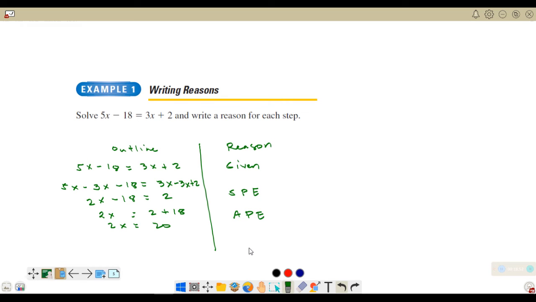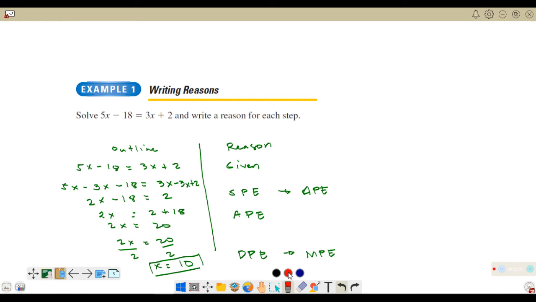Next, ano yung susunod na gagawin natin? E di, i-divide na natin both sides by 2, right? Giving us x is equal to 10. And what property did we use? We used division property of equality. Or, pwede rin naman na ito ay tawagin din natin na APE. Tapos ito, pwede rin naman nating tawagin na MPE.